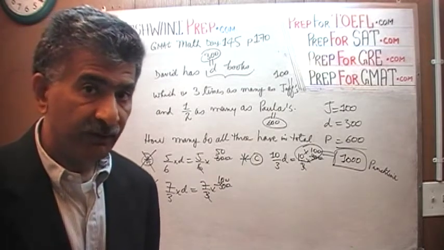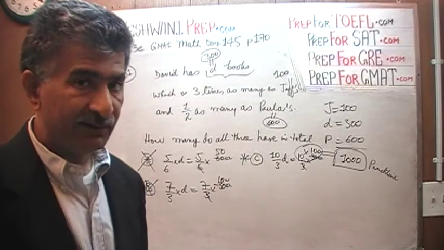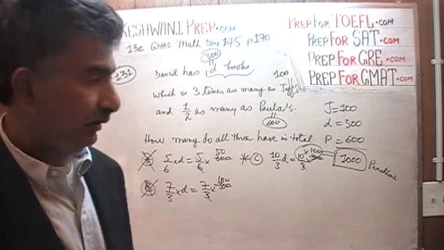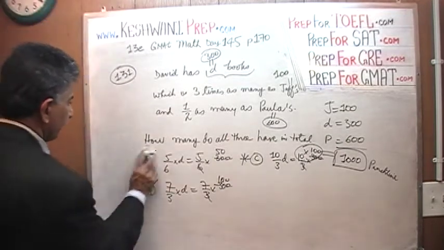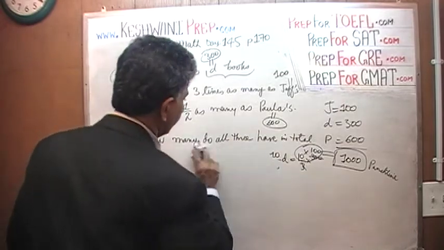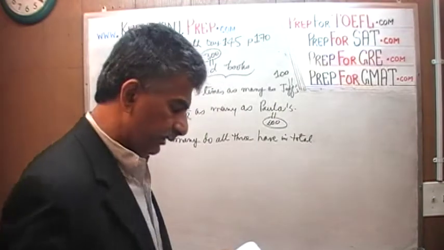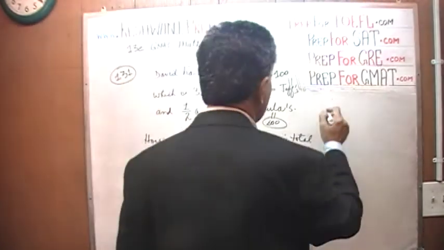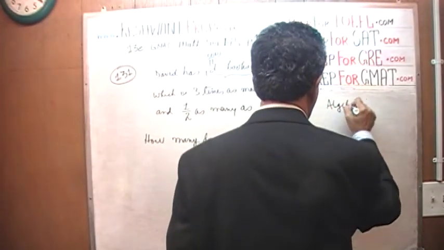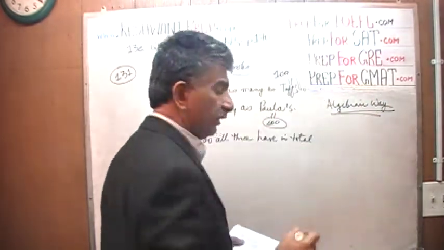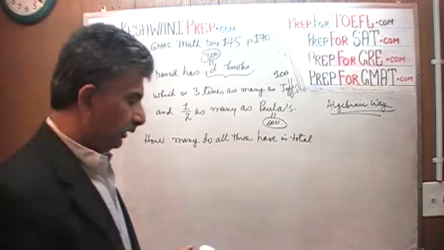Another way to do the exact same problem is to do it in a more classical, more traditional, more orthodox way, which is the algebraic way. Let's do the algebraic way now. And the algebraic way is very straightforward. This is the more traditional way. This is the way your math teacher will do it.